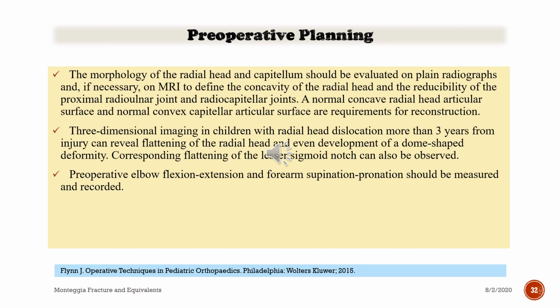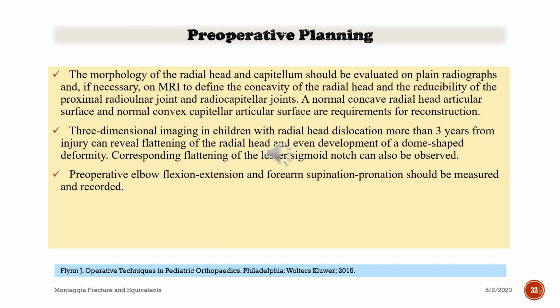The morphology of the radial head and capitellum should be evaluated on plain radiographs and, if necessary, on MRI to define the concavity of the radial head and the reducibility of the proximal radioulnar joint and radiocapitellar joints. A normal concave radial head articular surface and normal convex capitellar articular surface are requirements for reconstruction.